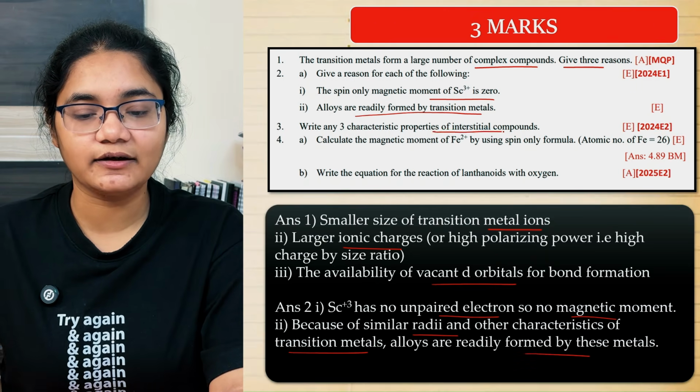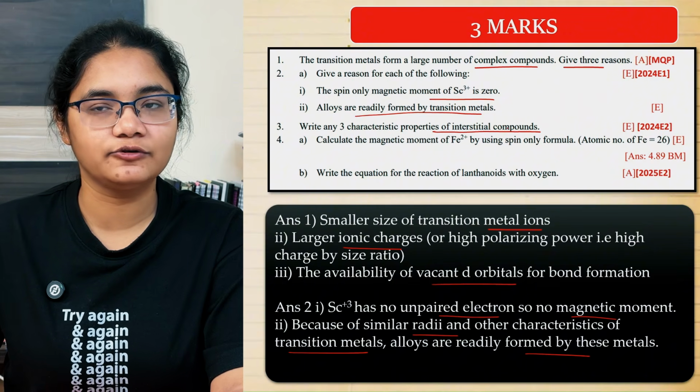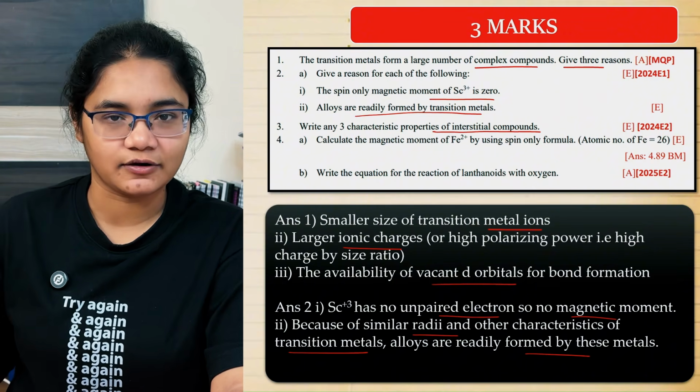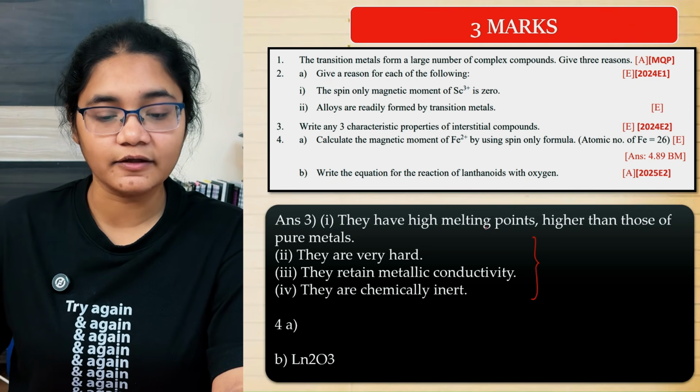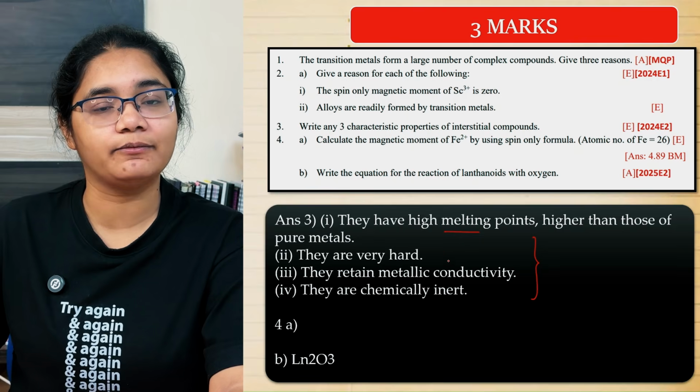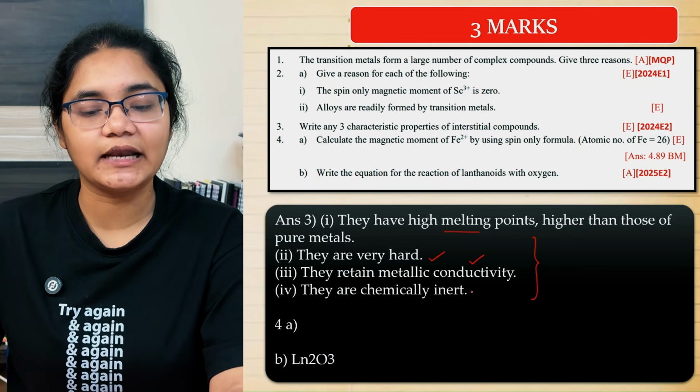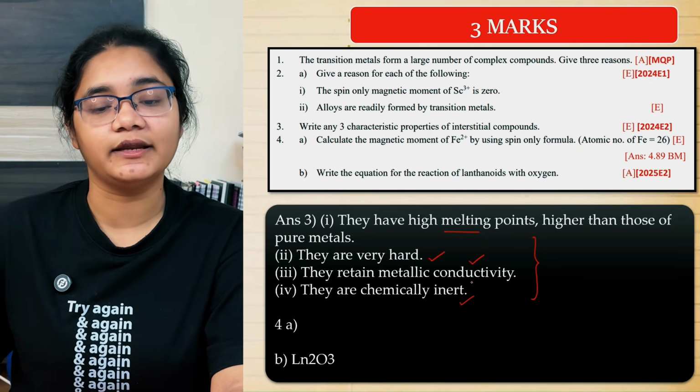Next, write any 3 characteristic properties of interstitial compounds. So I told you this can be a 2-marker as well as a 3-marker question. Anyway, we have already discussed the points here, 4 points in fact: high melting point and boiling point, they are very hard, they retain metallic conductivity, and they are chemically inert.